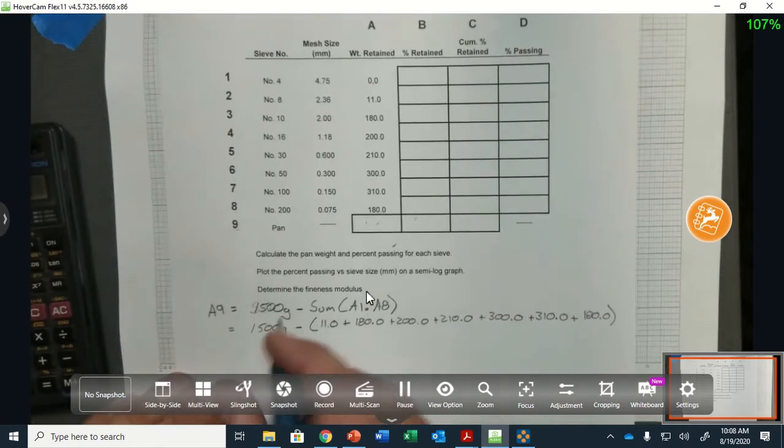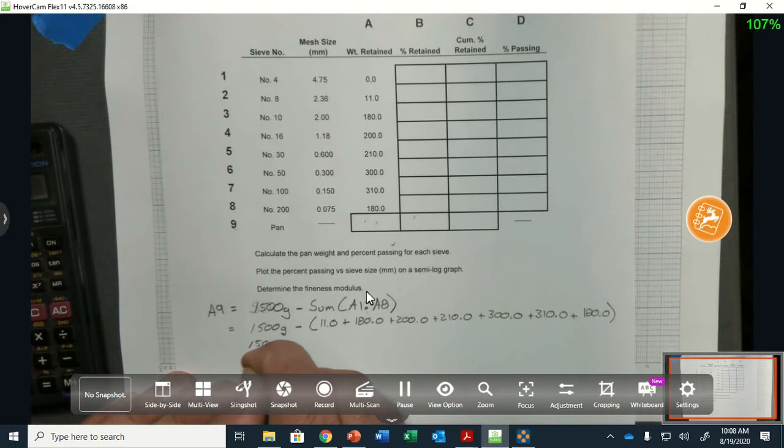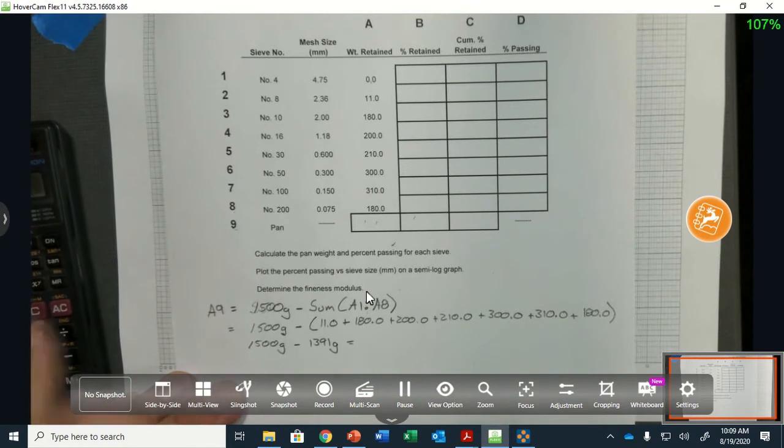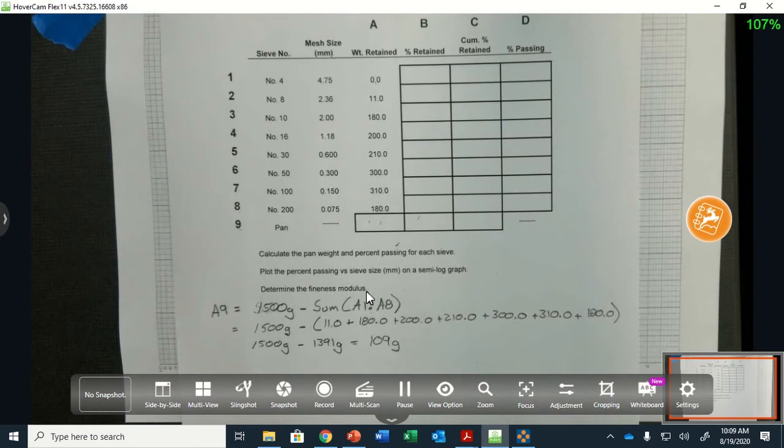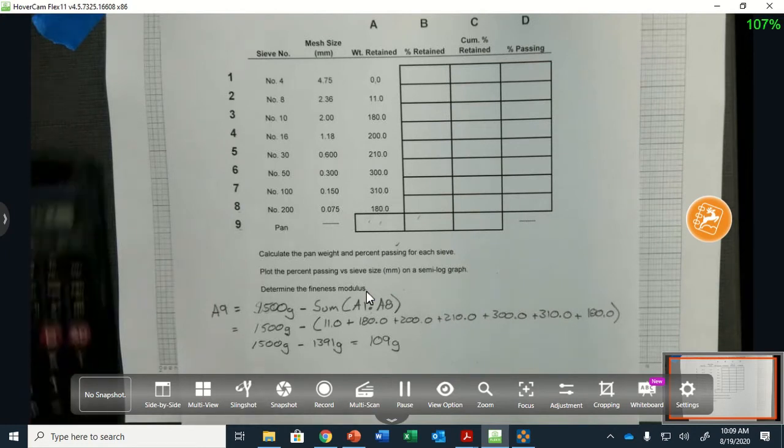So now I'm left with 1,500 grams minus 1,391 grams, and that equals 109 grams. I'm just going to double check to make sure I did not make an error. Okay, so I'm going to add these up quick: 11 plus 180 plus 200 plus 210 plus 300 plus 310 plus 180, 1,391. Okay, so now I know A9.